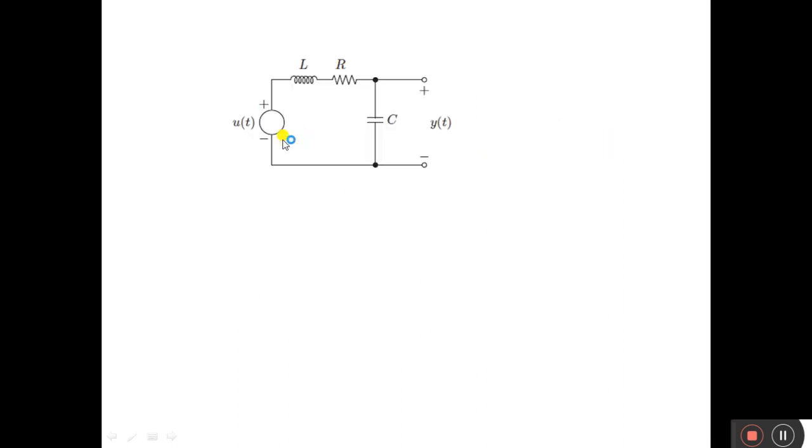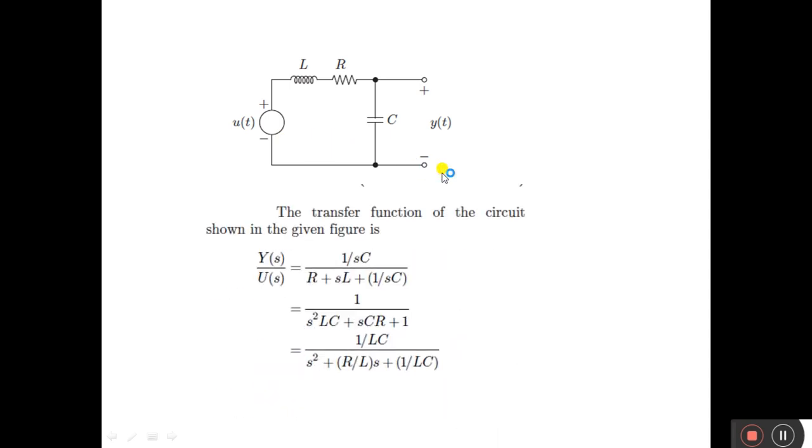Now, here is the circuit. So first you should calculate the transfer function. Yesterday Praveen sir discussed briefly about transfer function. Transfer function is output divided by input with zero initial condition. Here the output is y of t and the input is u of t. Take the Laplace transform on both sides.